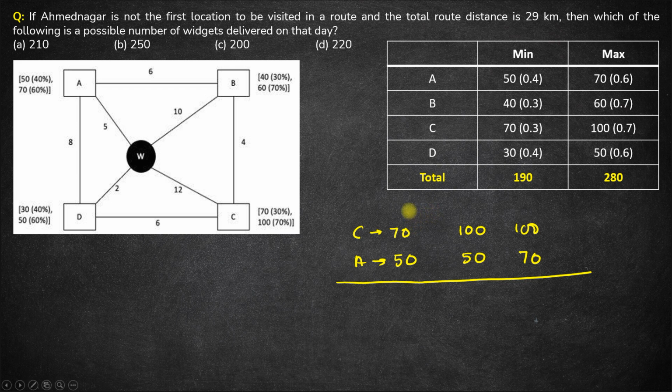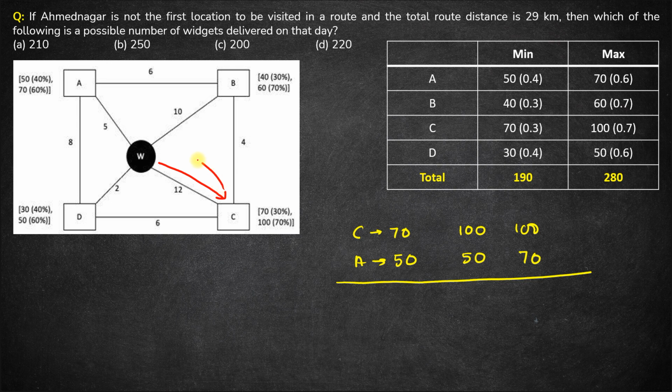Right? Both demands of 70-70 is not possible. But we are also given that the total distance that has to be traveled is 29 kilometers. Now, obviously A is not the first location to be visited, it's going to be C, because C is going to have the highest demand. So from the warehouse we are going to C first.